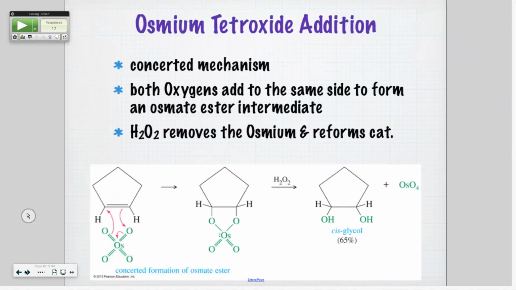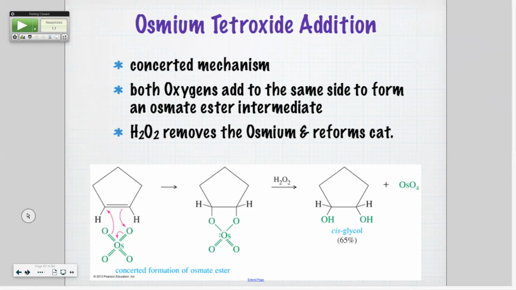Okay, so when you do the osmium tetroxide, why do the OHs end up on the same side? That's because the O's come from the osmium tetroxide. Okay, and so they add from the same side to give you a little 5-membered ring with Os in it, and then the H2O2 breaks it off. Okay, we're not going to worry about the mechanism for that. Okay, so that's you make the cis compound. The OHs are on the same side.